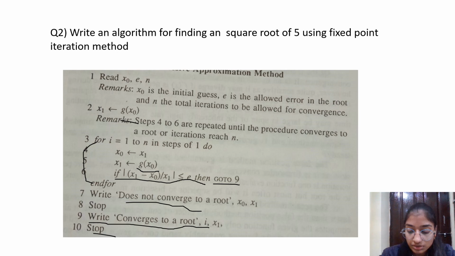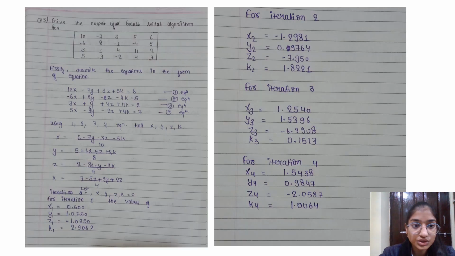Now moving to the next question. Third question: give the output of the Gauss-Seidel algorithm for these matrices. The Gauss-Seidel algorithm is a method for solving a system of simultaneous equations. It is an iterative method in which we find the values using iterations.